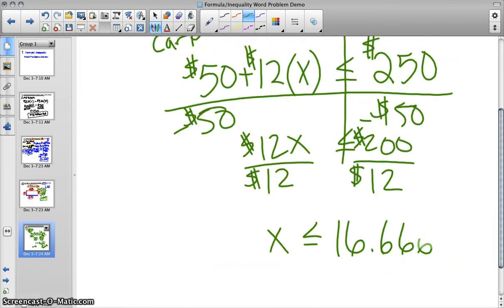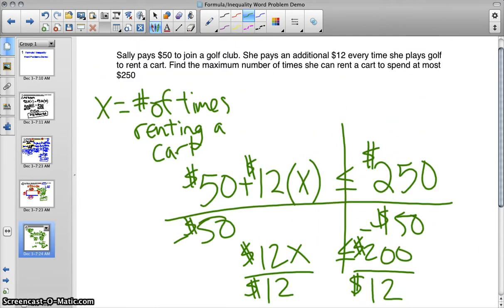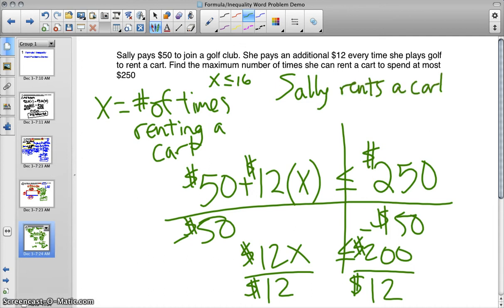Now, what does that really mean? If we go back up here, we want to write what our answer means, because we can't just say 16. So you can say Sally rents a cart 16 times. You actually could say at most 16 times.